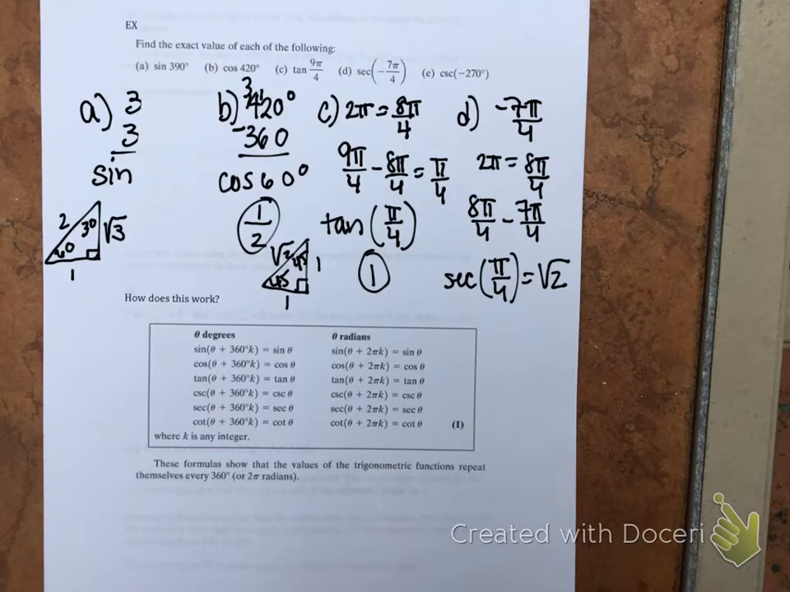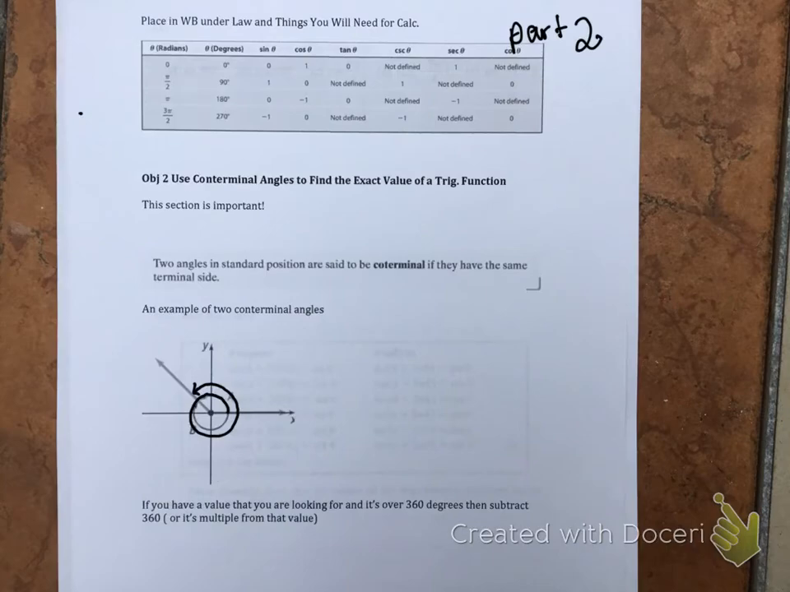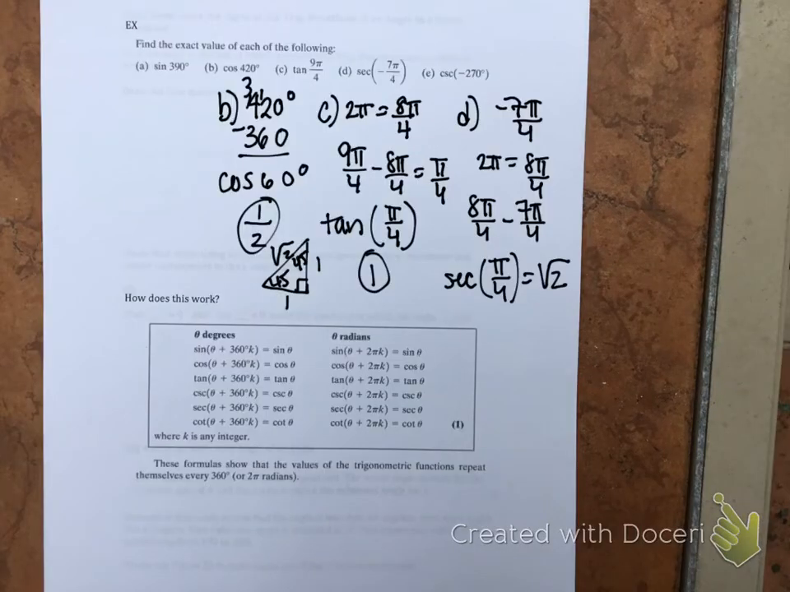Okay, and for part E, I'm running out of room, so I'm going to erase the first part, so hopefully you already have this written down. For part E, whoops. Okay, so for part E, I'm going to write it over here. It's cosecant of negative 270.